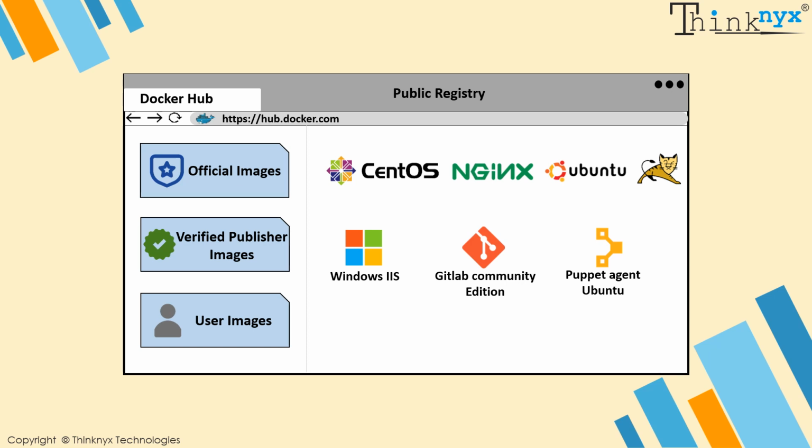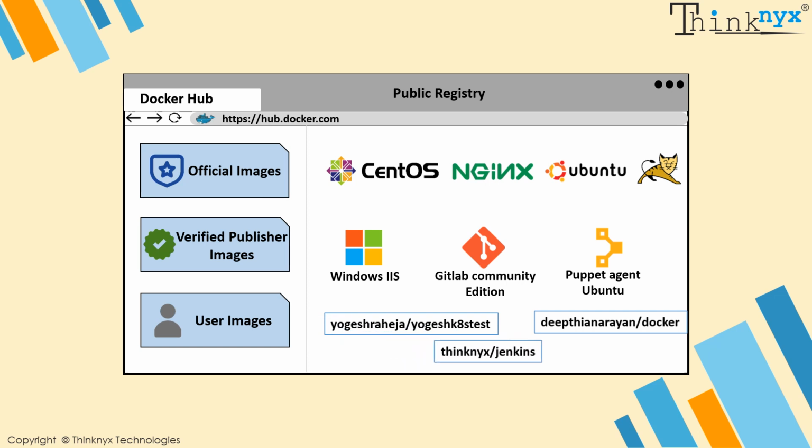User images. Docker Hub allows users to create and publish their own custom images. Users can build Docker images locally and then push them to the Docker Hub for storage and distribution. User images can be shared with others or kept private for personal and organizational use.